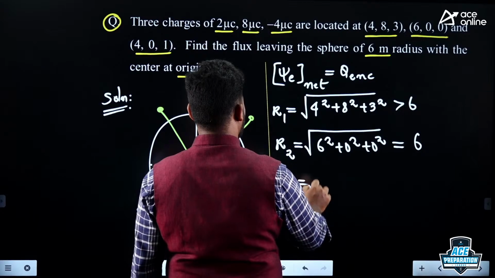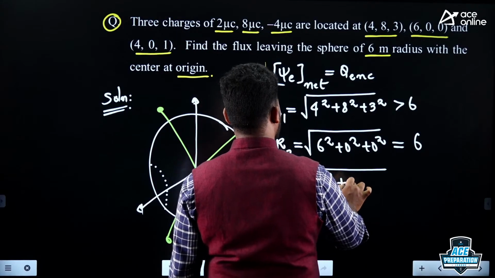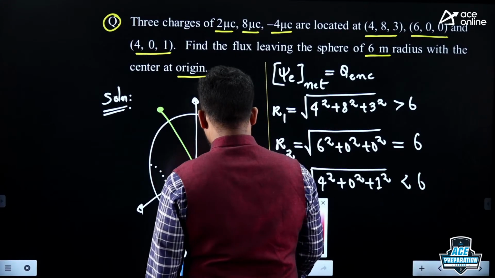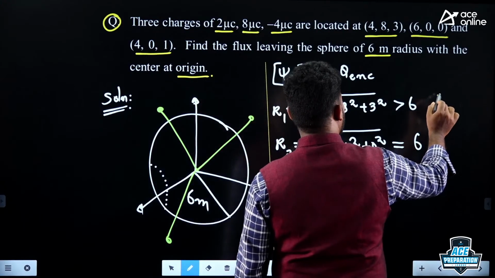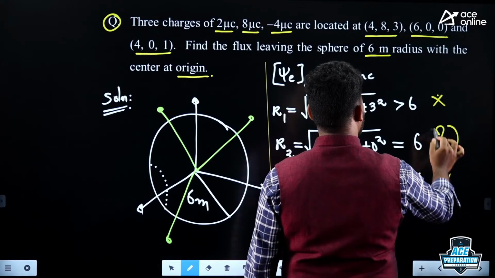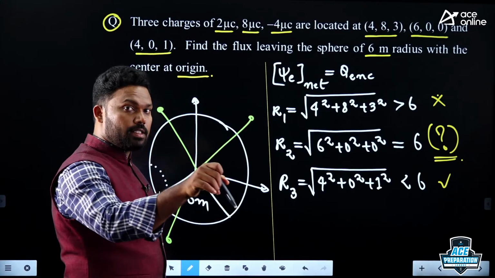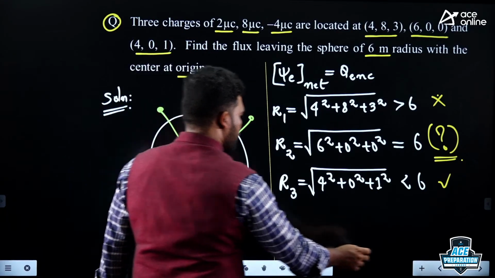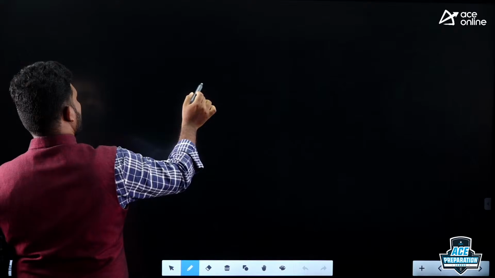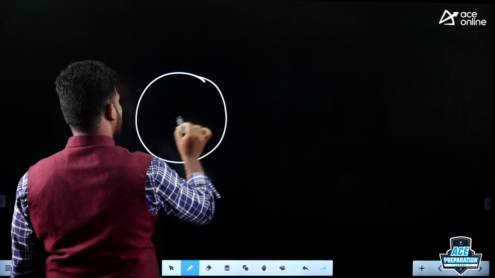R3: square root of 4 square plus 0 square plus 1 square is less than 6. Undoubtedly, you need to discard the first one, and you need to consider this one. Then what should I do with the second one? If the charge is present on the surface, what should I do? Let me show you with the help of a diagram here. Remember, one charge is inside, one charge is outside, one charge is on the surface.